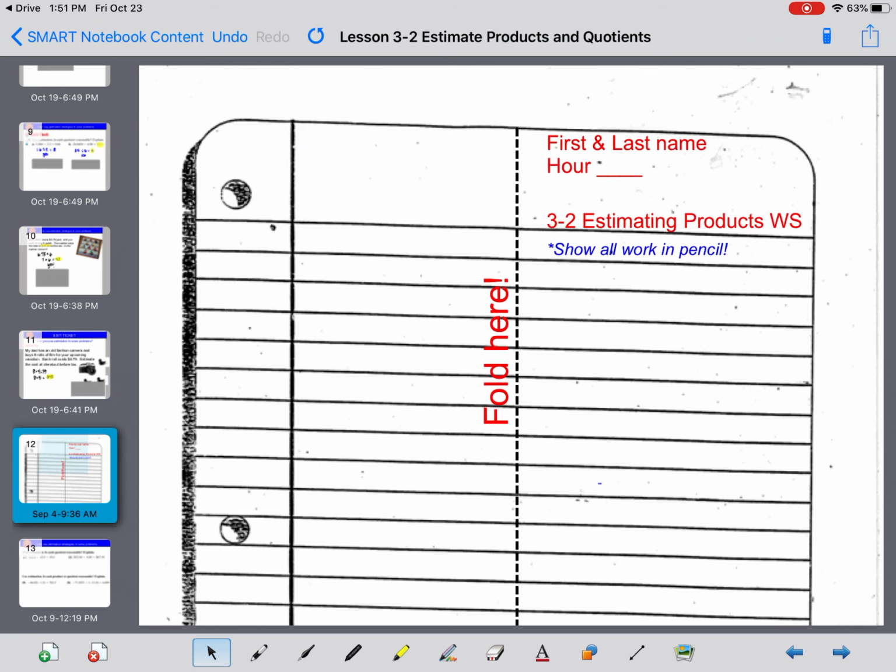Let's try to show your mastery on the 3-2 worksheet.